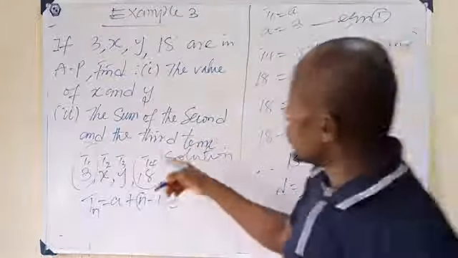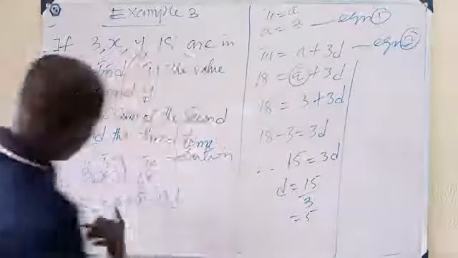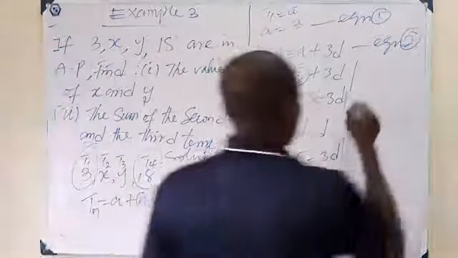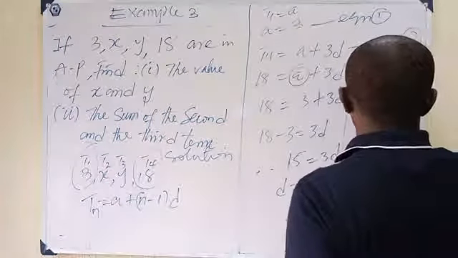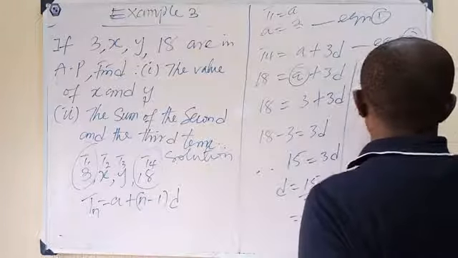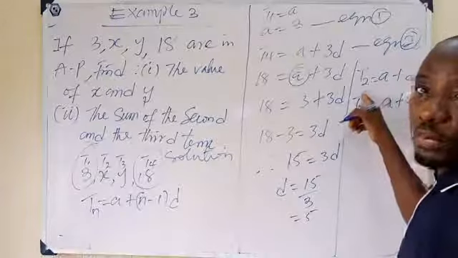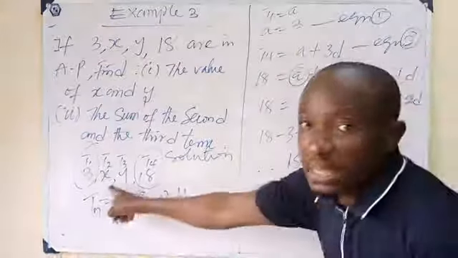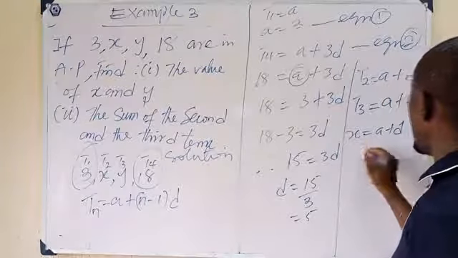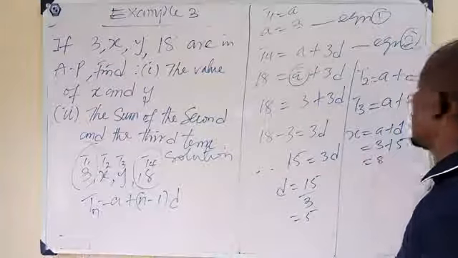Now let's go back. They said we should find the value of x and y. Remember from the definition, T2 and T3 are x and y. T2 is equal to A plus D, and T3 is equal to A plus 2D. T2 is x, so x is equal to A plus D. Our A is 3 and our D is 5. So x is equal to 8.